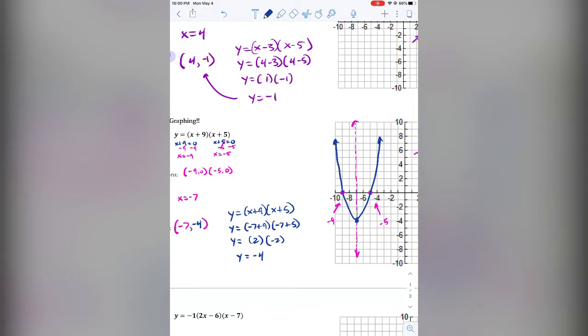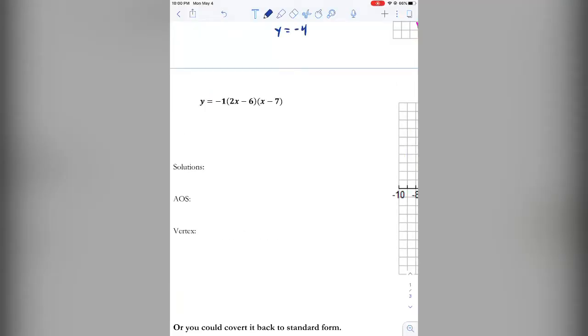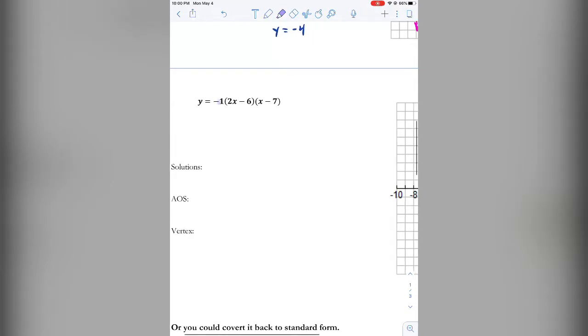Hopefully things are starting to become a little bit clearer. Okay, so this is your last one. And I'm going to do it both in factored form like we have been doing, but I'm also going to change it to standard form and show you how to do it there. Okay, so first of all, just looking at it, since I have this negative out front here, I know for a fact that my graph is going to open down.